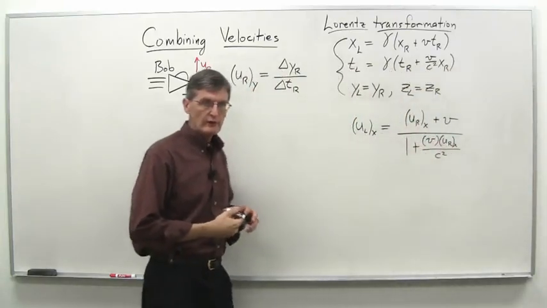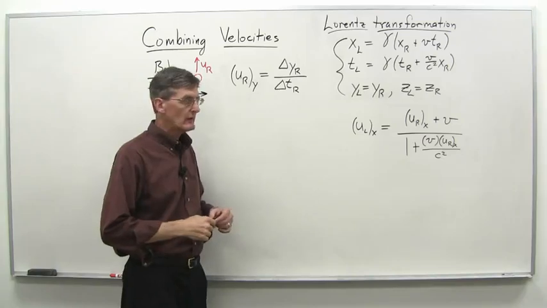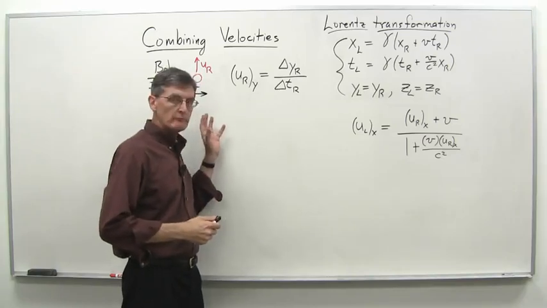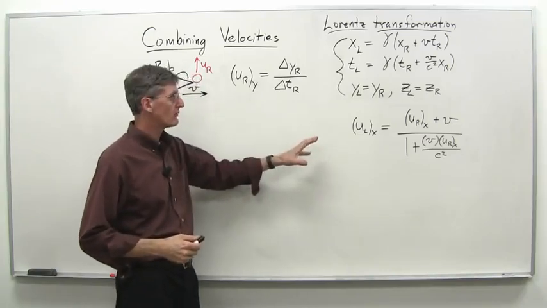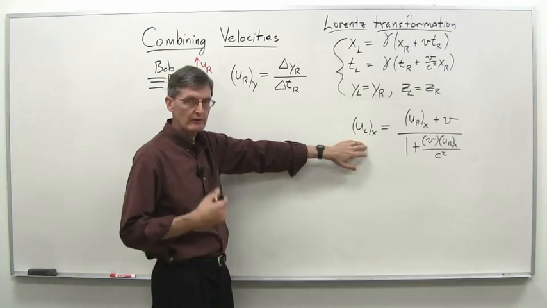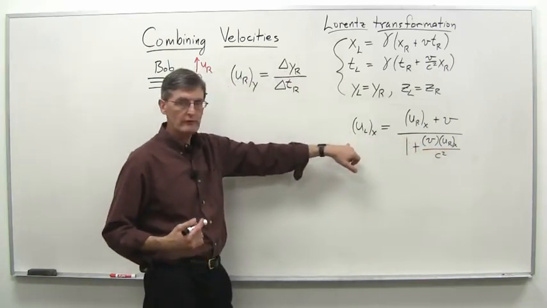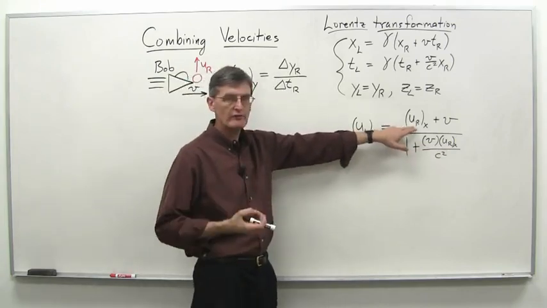In a previous video clip, we looked at combining velocities, really adding velocities, which is what we were doing when we had motion in the x direction. Remember, we used the Lorentz transformation, and you got an equation like this. What I've done here is added these x subscripts to the velocities. U sub r, remember, is the velocity in the rocket frame.